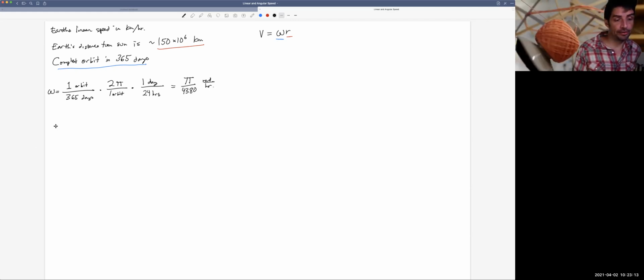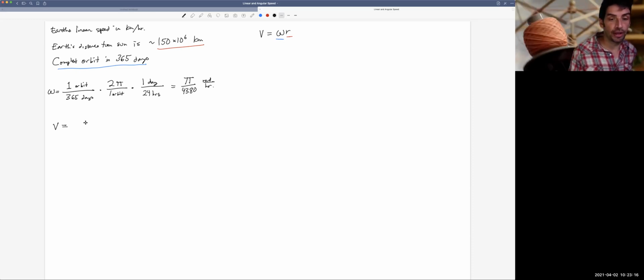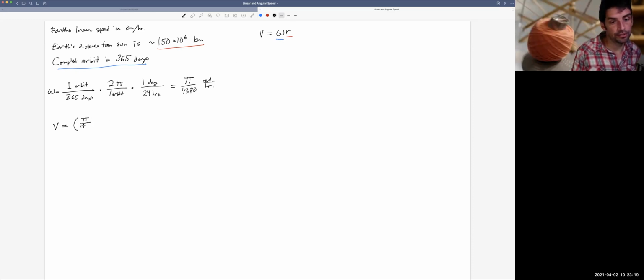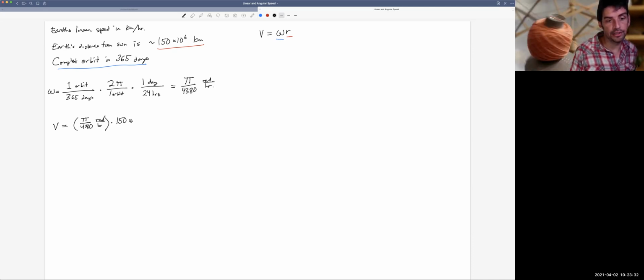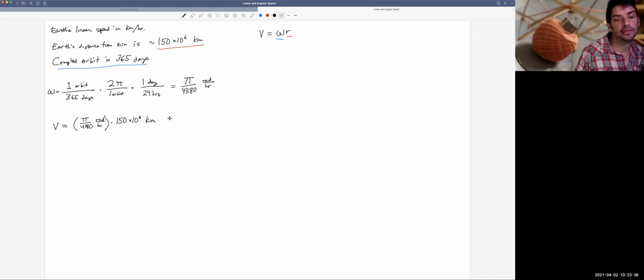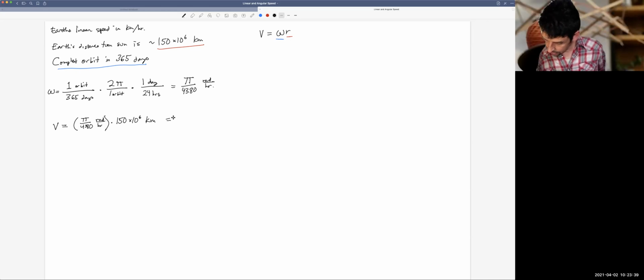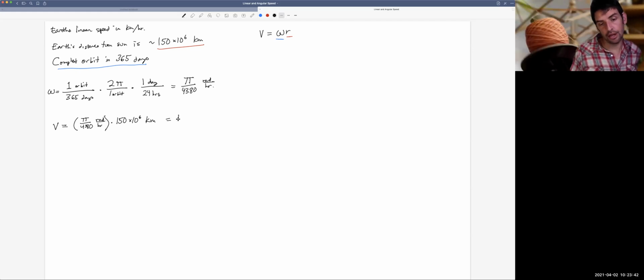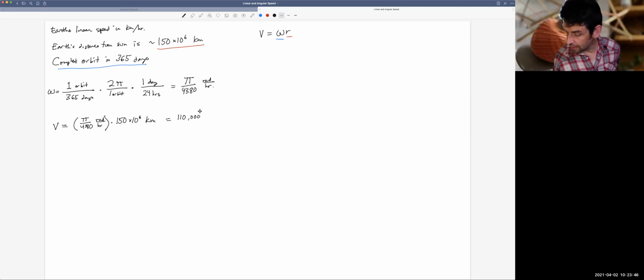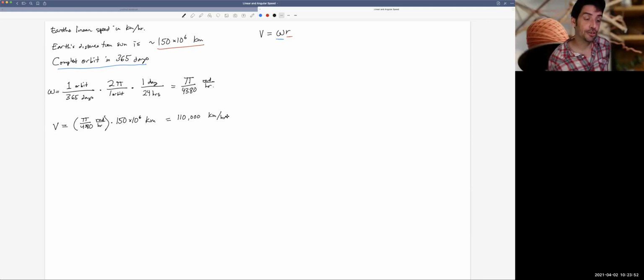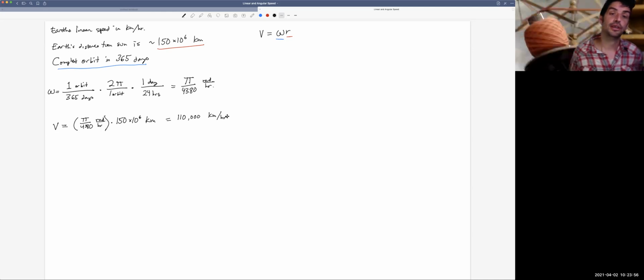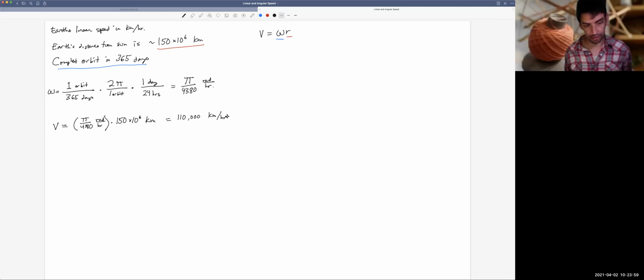Okay, so now it's a simple matter. We take v, we multiply this omega, pi over 4,380 radians per hour, and we're going to multiply it by the radius, which I have here as 150 million kilometers. And we end up with, rounded, 110,000 kilometers per hour. All right, and so that's the approximate linear speed with which we're all moving around the sun.